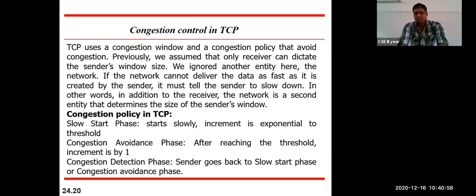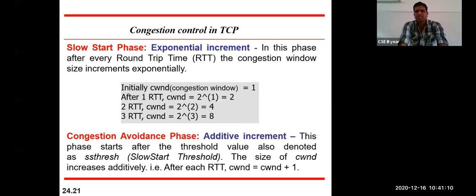There are 3 steps in the TCP congestion control policy: slow start phase, congestion avoidance phase, and congestion detection phase. Slow start phase is also called the exponential increment. We start with CWND equal to 1, and it gets incremented exponentially until a threshold is met. Once the SS threshold is met, it enters a second phase called the congestion avoidance phase, where the increment happens additively. The congestion window gets incremented by 1.